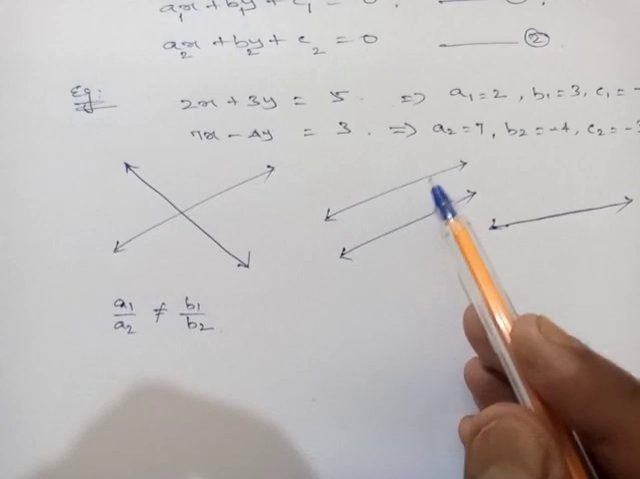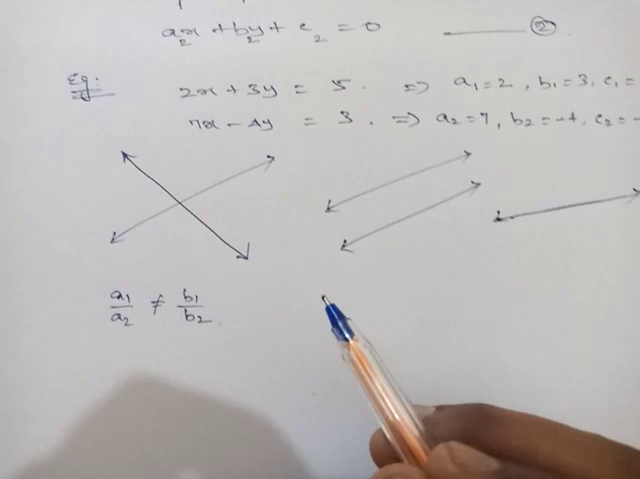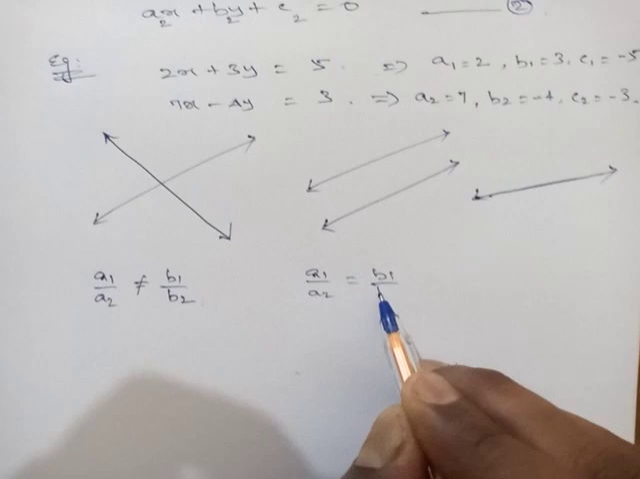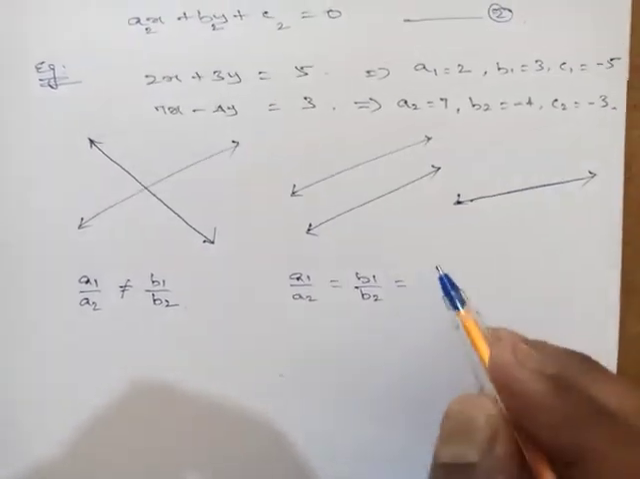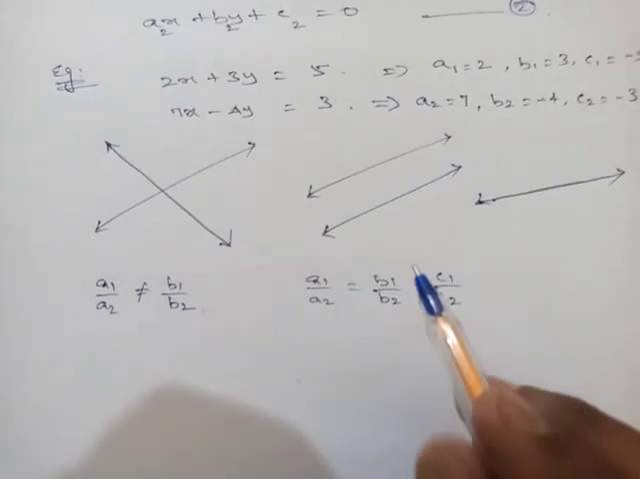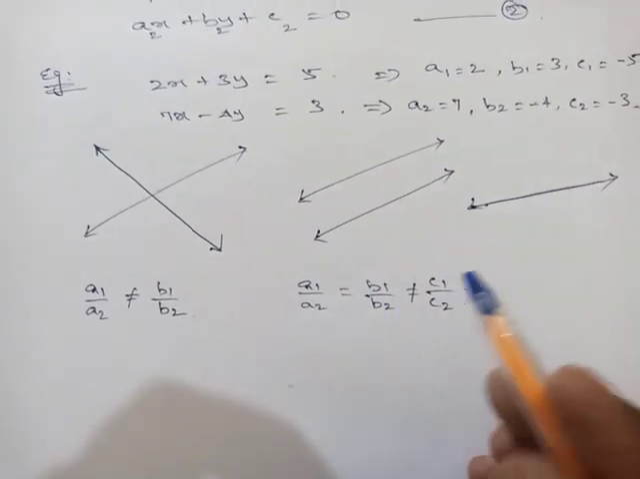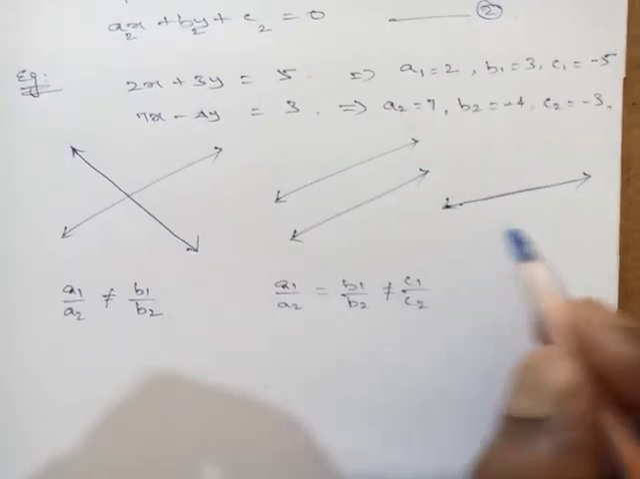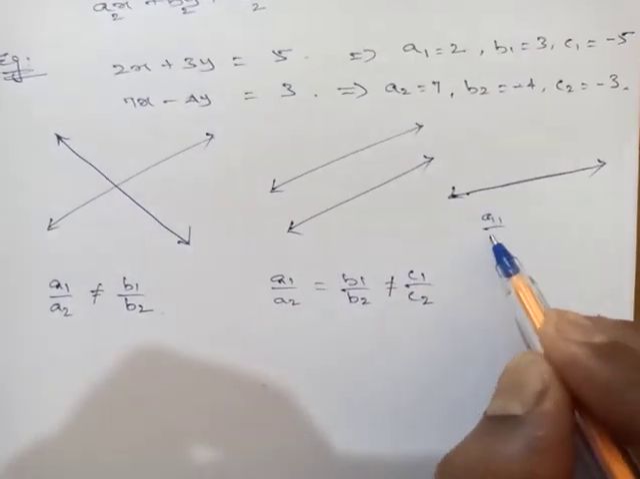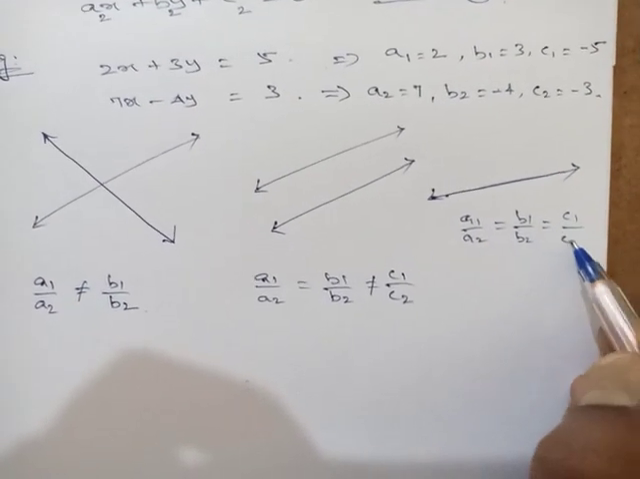Now, what is the condition for parallel? Parallel means the lines will never intersect. So a1/a2 = b1/b2, which is not equal to c1/c2, is called parallel. These two are equal, but not equal to c1/c2, then it becomes parallel. What is the condition for coincidence? Coincidence means these two lines are actually equal. So a1/a2 = b1/b2 = c1/c2.